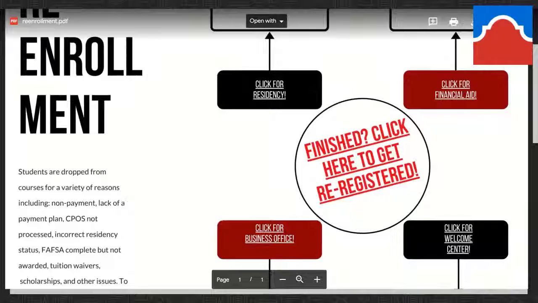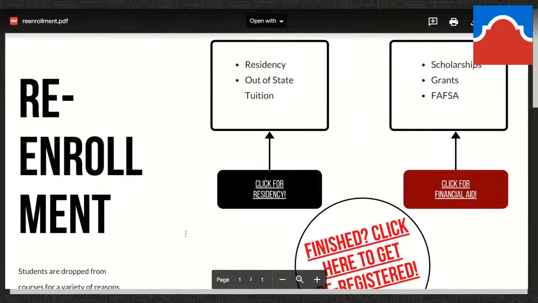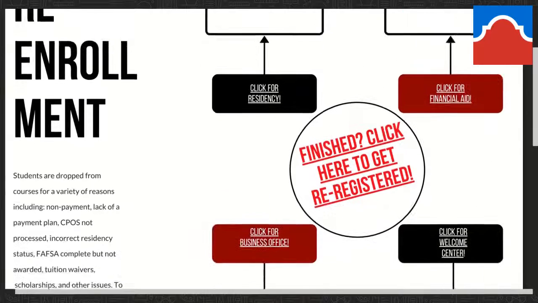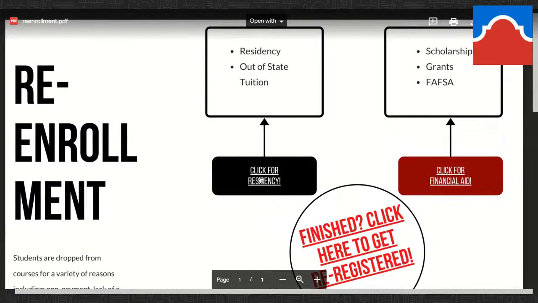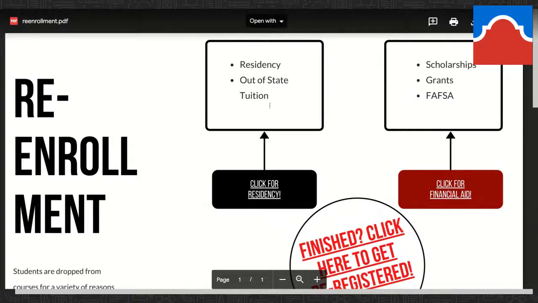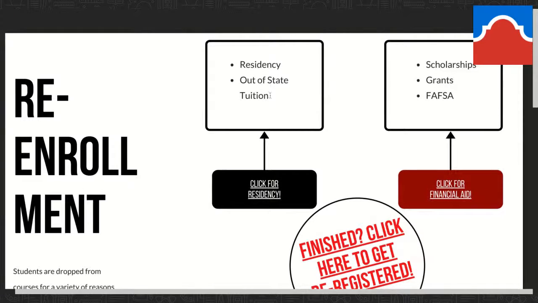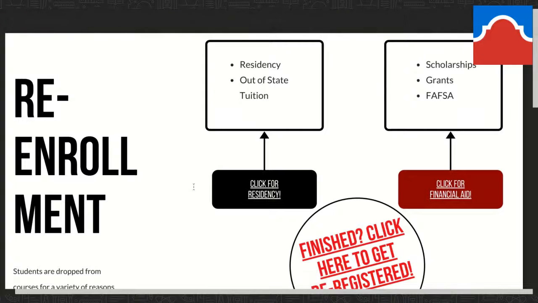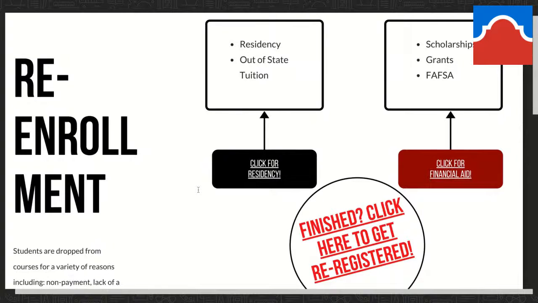So let's look at the boxes here. And this also just serves as kind of a handy dandy look at the different departments and what they handle. Starting from the top left, we have residency. Well, what does residency handle? It handles residency, out-of-state tuition, things like that. So if your residency is wrong, for instance, you think you're paying more than you should, or it says you're out of state when you live in San Antonio, something like that, residency is the department you're going to need to speak to.